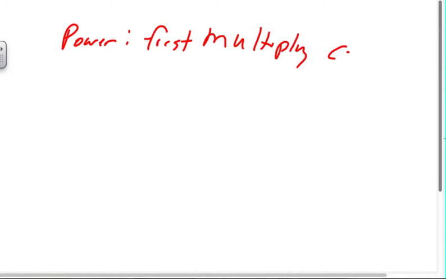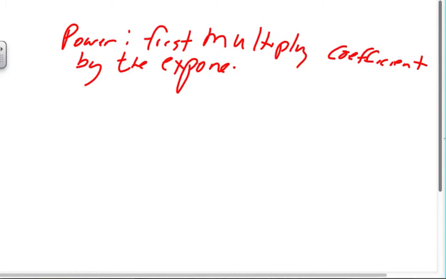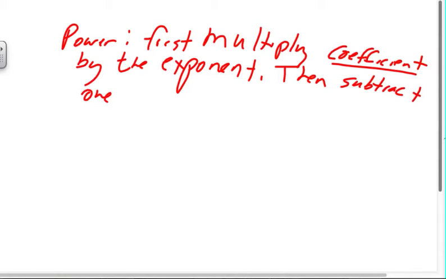Ultimately, what the power rule says is first multiply the coefficient by the exponent. And you should remember that the coefficient is the number in front of it. If there's no number in front of it, it's 1. Then subtract 1 from the exponent.